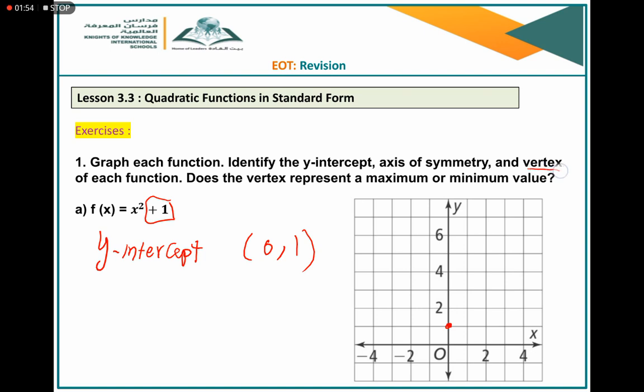Secondly, he asked me about the vertex. My dear student, this is a standard form equation, but I can also consider it a vertex form. I will take it as a vertex form because it is easier for me. So the h I can get from inside the parentheses, but here I don't have any parentheses, so it is 0, and the k is the number that is alone here, it is 1. So the vertex is (0, 1), and from the vertex I can get the axis of symmetry. x equals 0. The axis of symmetry is always the first part of the vertex.